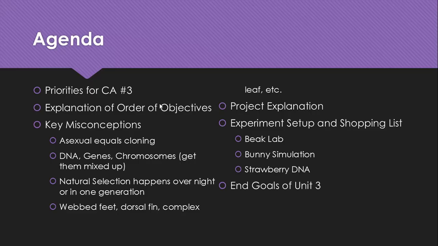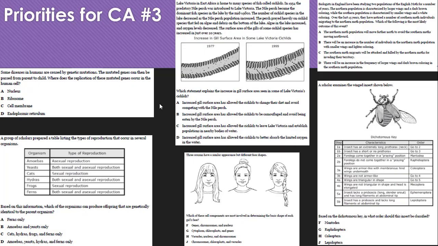Here's the agenda for this unit preview. I'm going to go over the priorities for CA number 3. I'm going to go through the order of objectives in the unit plan. I'm going to go over key misconceptions that students have during this unit. I'm going to explain the project in greater detail. I'm going to go through 3 of the labs that are in this unit, and then in general, talk about the end goals of Unit 4. My apologies.